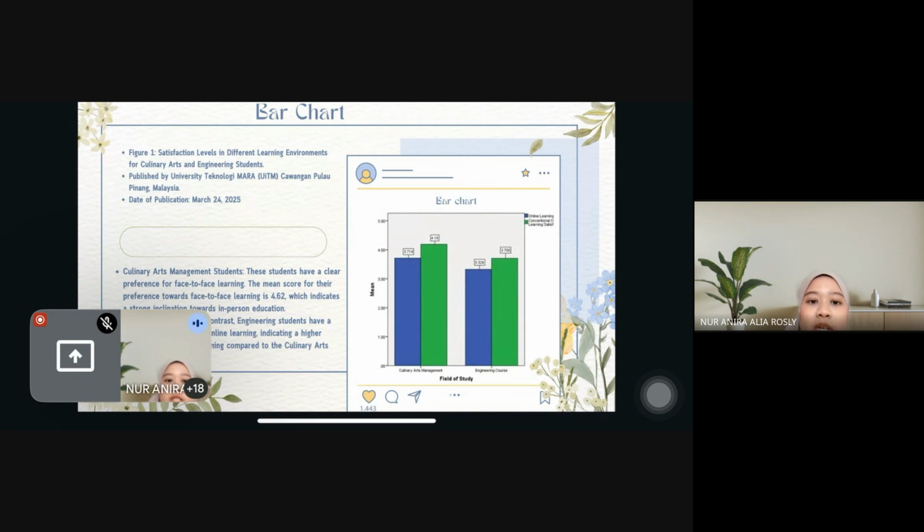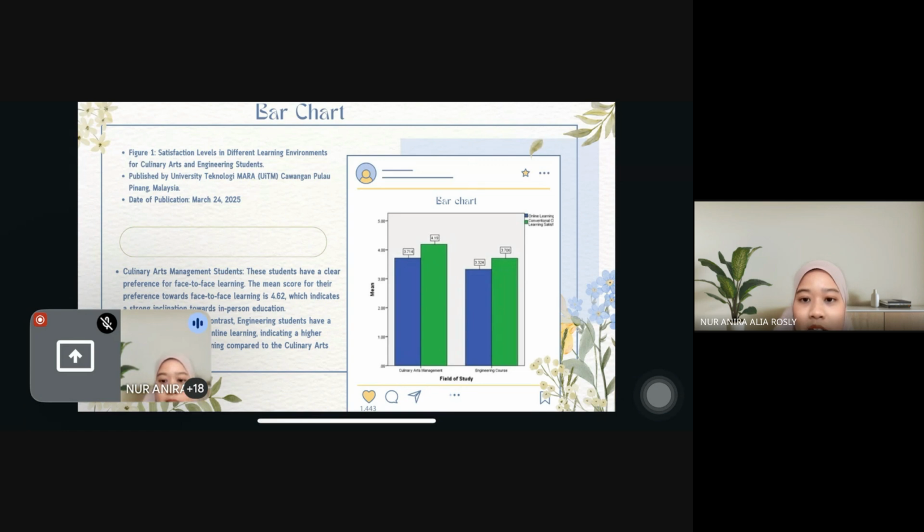Next, this bar chart shows the comparison between culinary arts, management, and engineering students' preference for online or conventional classroom learning. This figure was published by Universiti Teknologi MARA, UiTM, Cawangan Pulau Pinang, Malaysia. Date of publication is March 24, 2025.